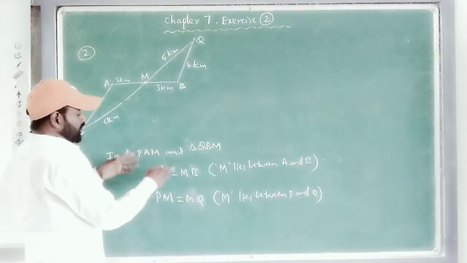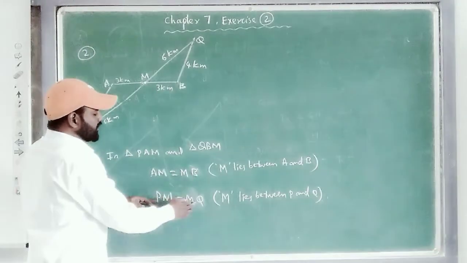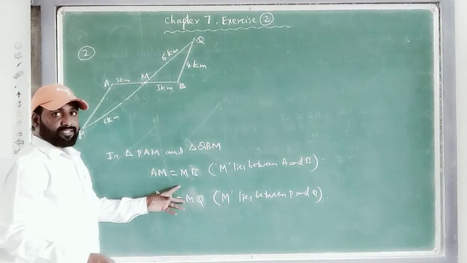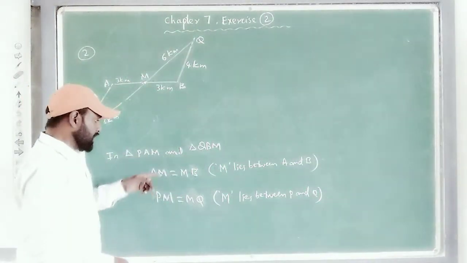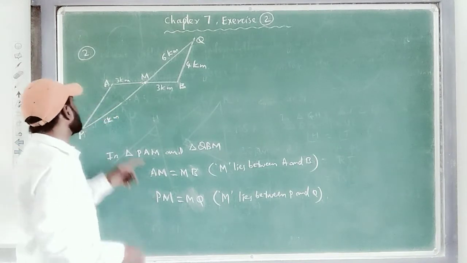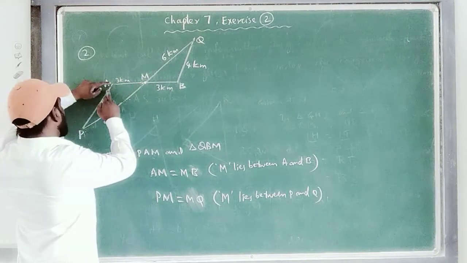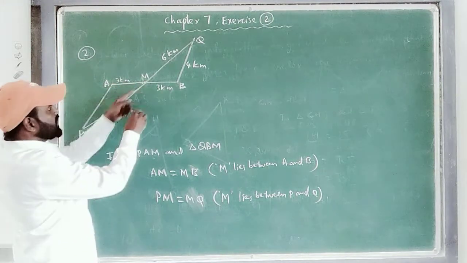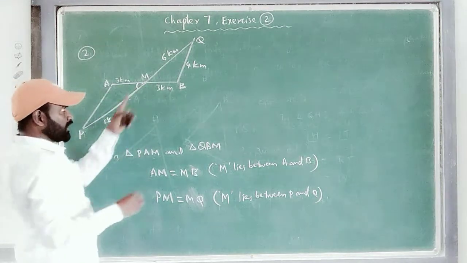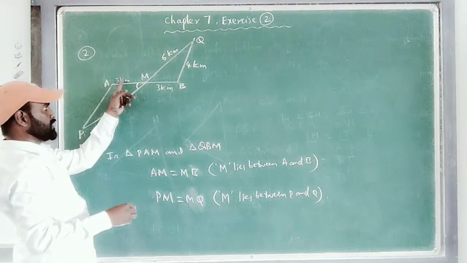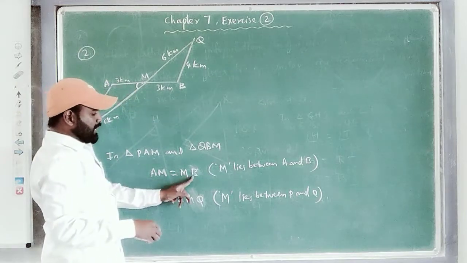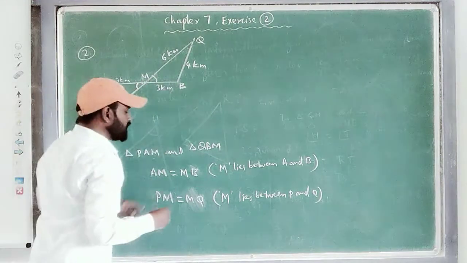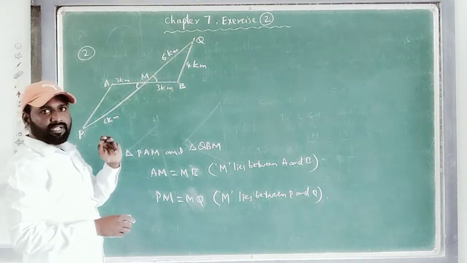Now the two sides of the two triangles PAM and QBM. To say these two triangles are congruent, one more piece of information is required. This is AM and this is PM. Because these two sides are meeting here, an angle is formed here. This angle is included by these two sides. Again here, MB and MQ. The angle included by the two sides is equal.